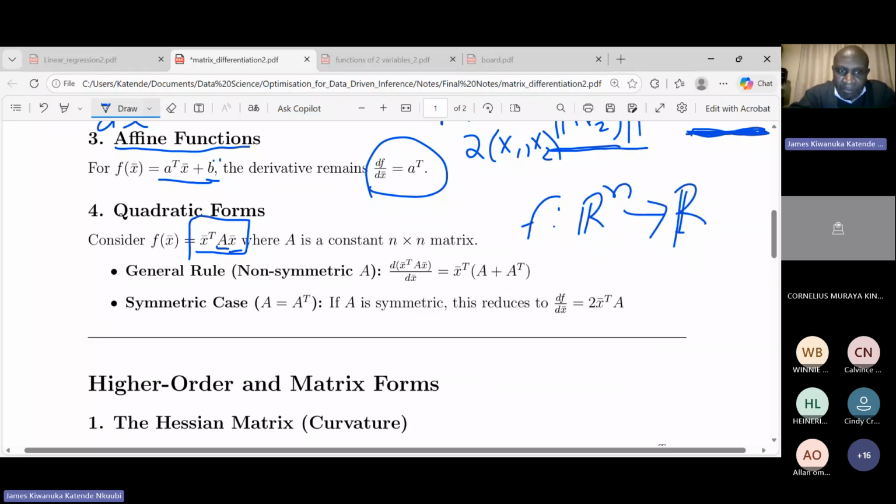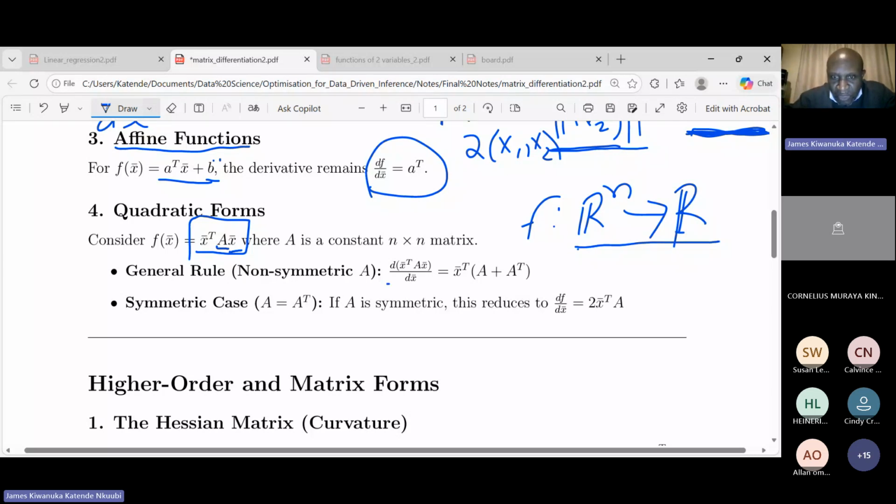You can confirm that this is a number by looking at dimensions. X transpose will be 1 by n, multiplied by n by n, which will give you a 1 by n. Then you have n by 1 now. So you'll end up with a 1 by 1. So you have 1 by n multiplied by n by 1. You end up with a 1 by 1, which is just a number. So you can still think of it as a function from Rn to R.